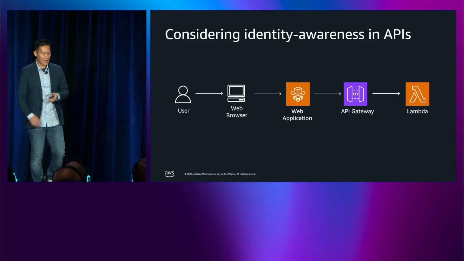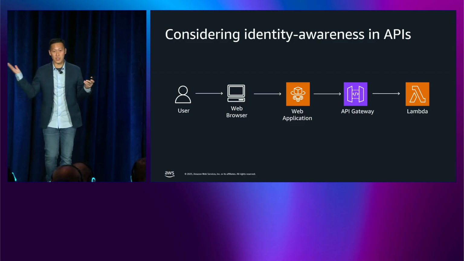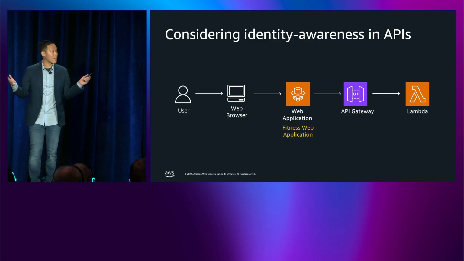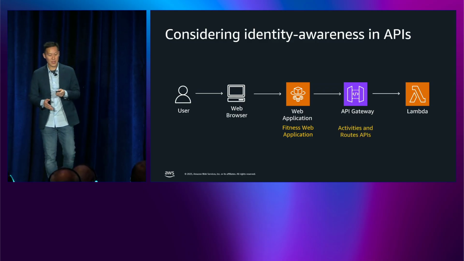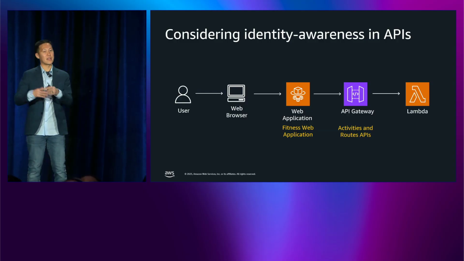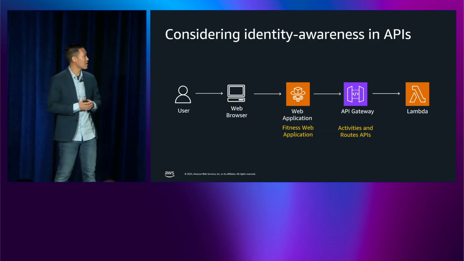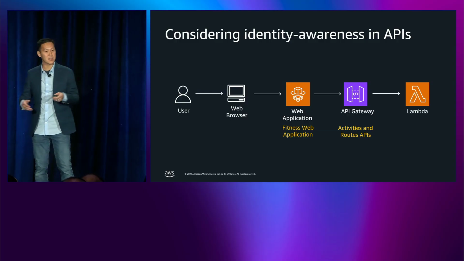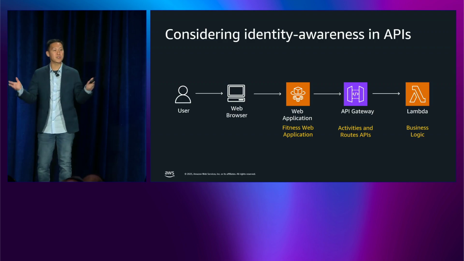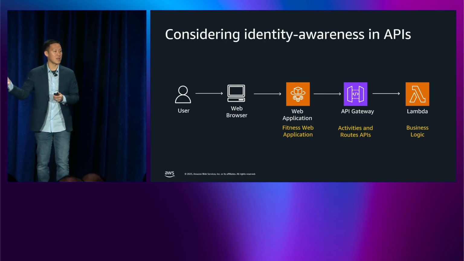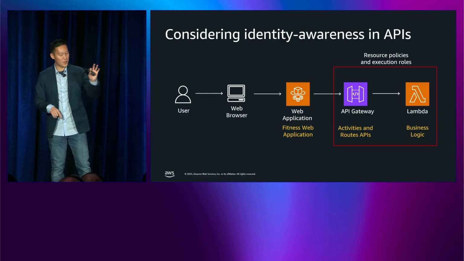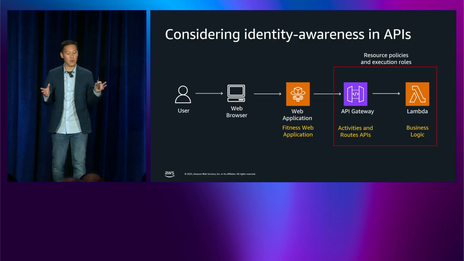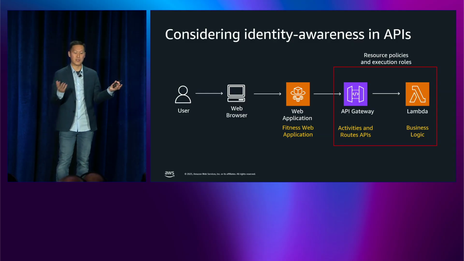So we're going to go back to the application that Chris presented before. Again, we have our fitness web application. This is the first component that the user is going to be interacting with. Of course, that web application is going to then interact with our serverless API gateway. This is going to be the activities, routes, et cetera, those APIs. And then, of course, the business logic will reside within our Lambda function. So a bunch of what Chris talked about already is going to be these resource policies, execution roles, perhaps even those SCPs for doing deployments.